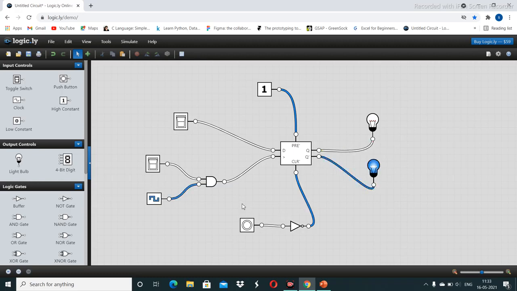Yes. By using the truth table values, we can find whether the D flip-flop connections are correctly given here or not. So yes, we get the outputs we need for this. So this is the circuit demo of a D flip-flop.